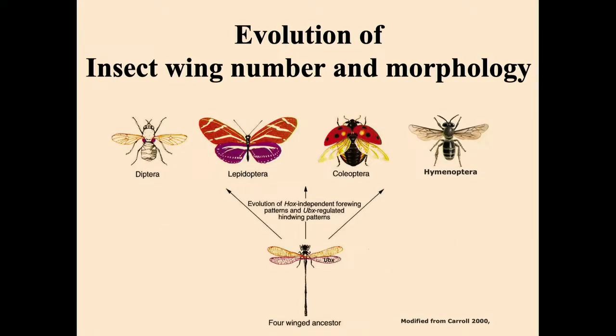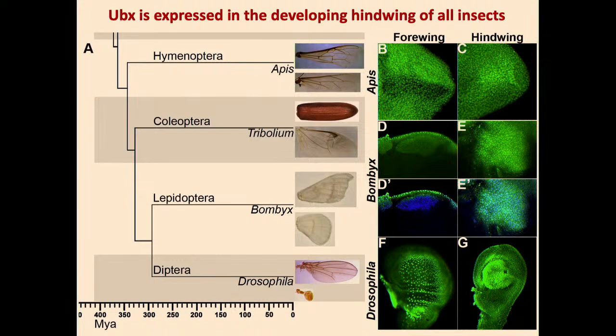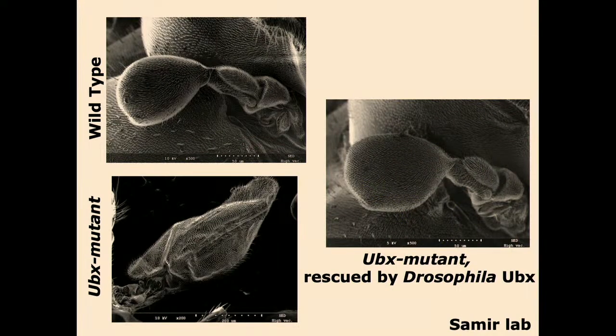By the way, there are 350 million years of evolution just for these four groups, from Odonata to the further divergence of these four groups. It's not a short time, so all kinds of changes could have happened, right? So what we did was to see whether UBX has evolved at the protein level. One way to do this is by a complementation experiment.